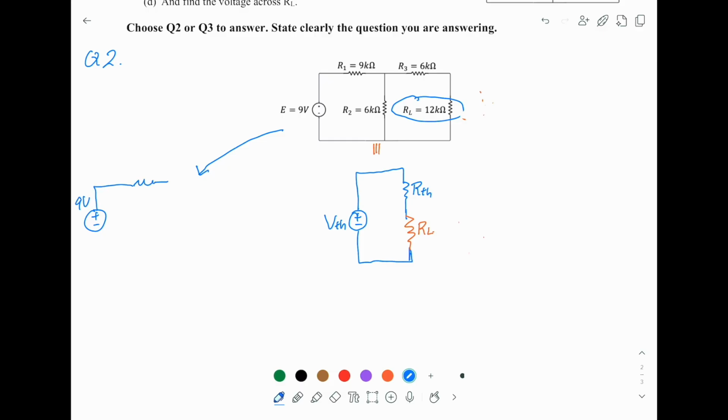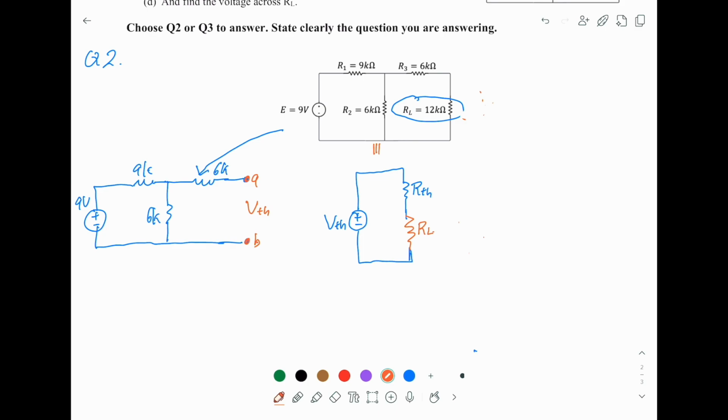And this one is 9k ohm. And this is 6k. And you have another one, this is 6k. And this is the opening. So what it means is you want to find, if I remove the load and I measure the voltage across this A and B, what is the voltage? And we call this Thevenin voltage.